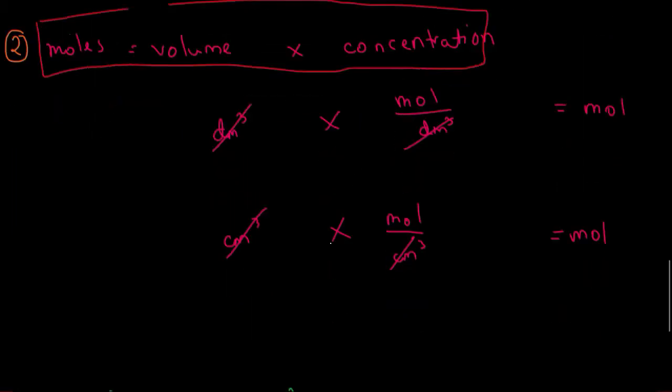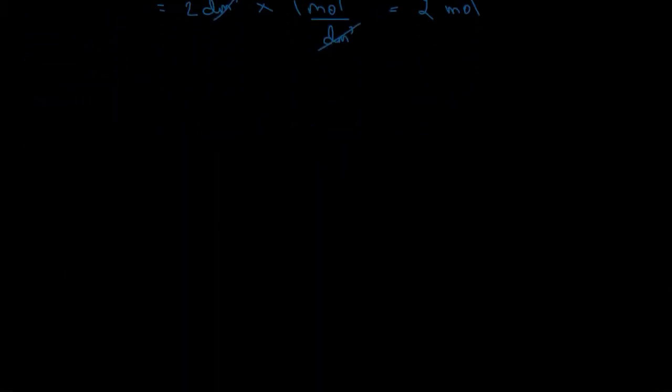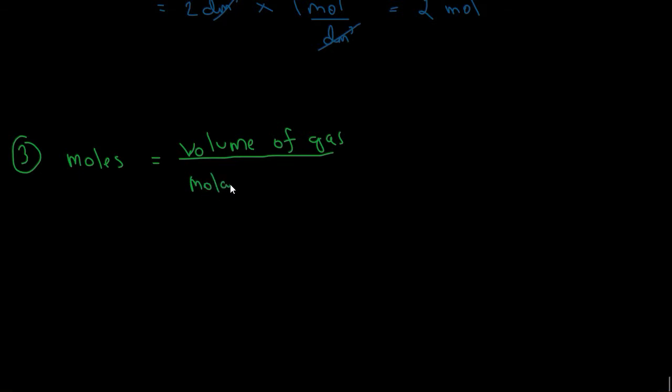Which is volume times concentration. Now we're going to talk about the third kind. Let me use green here. The third kind is mostly used for gases, and that is moles equals the volume of gas, it's only used for gases actually, divided by molar volume.